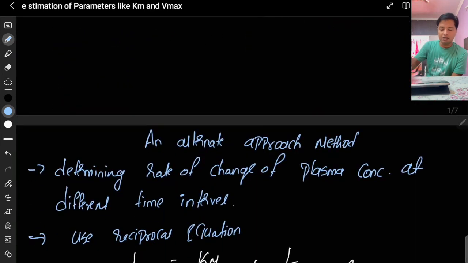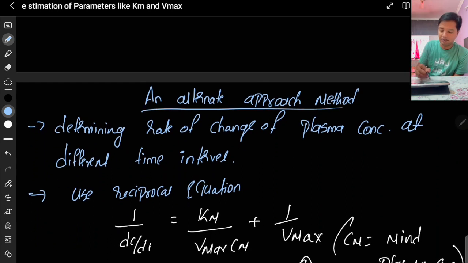There is an alternate method through which you can find the Km and Vmax values. We'll see what that alternate approach is: determining the rate change of plasma concentration at different time intervals.